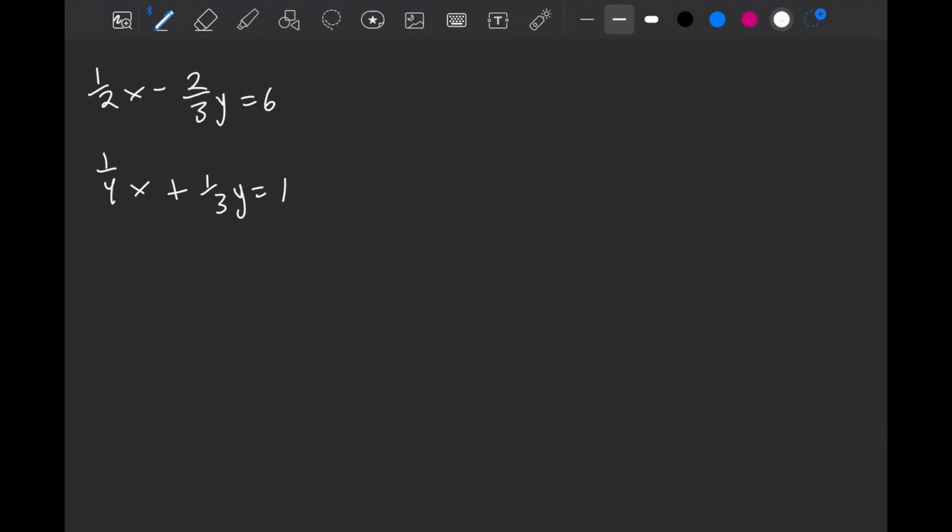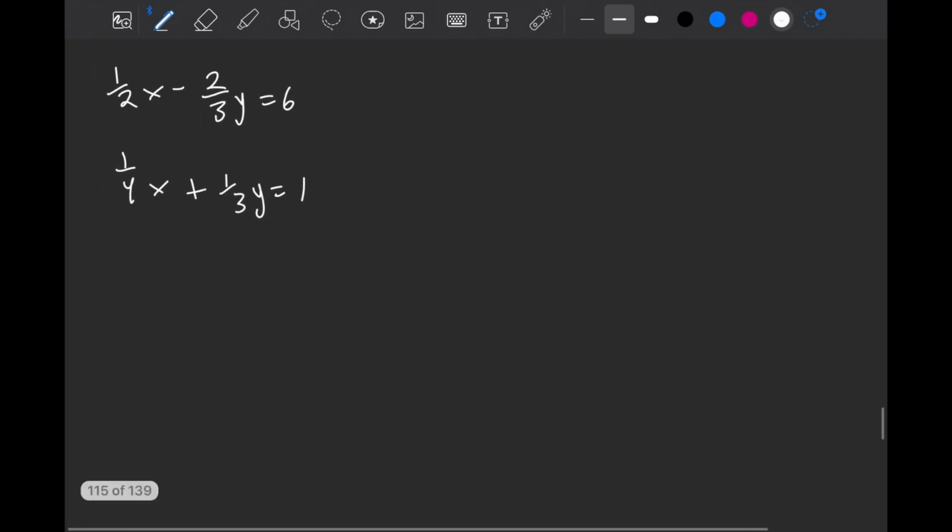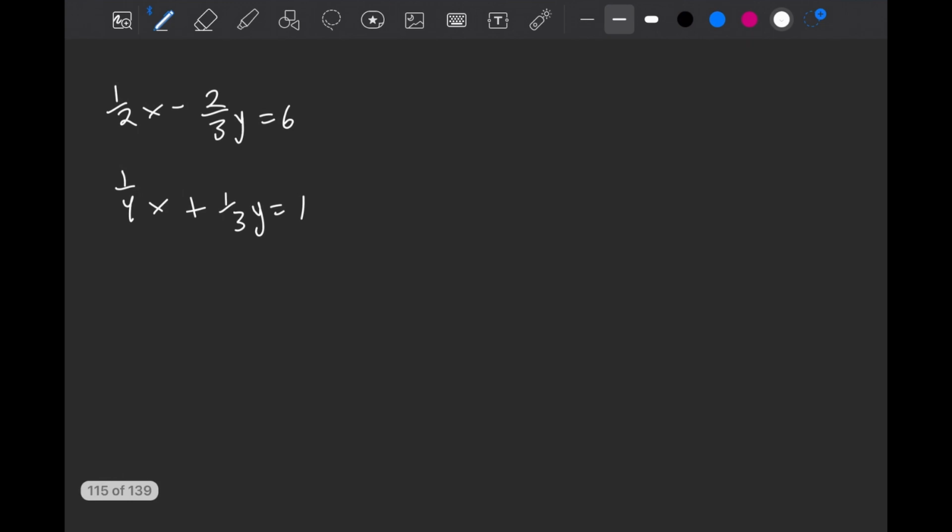Okay, let's try this one. Here we have fractions. So what I'm going to do is multiply by the common denominator. I'm going to solve for the x by getting the y's to cancel. So if I multiply this one by 6 and this one by 12: 2 and 3, if I multiply by 6, you'll get rid of the denominator. 4 and 3, if I multiply by 12, we'll get rid of the denominator.